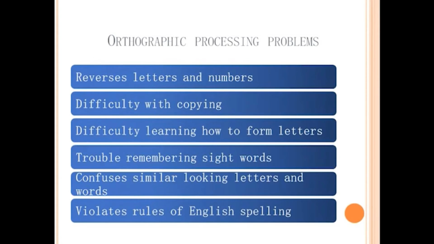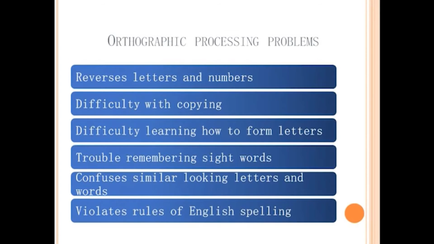There's difficulty learning how to form new letters because the student is likely to be delayed in having a mental model of the letters, which can guide his writing. The student will have trouble remembering sight words. Just as the phonological deficit causes confusion with similar sounding letters, so the orthographic deficit causes confusion in identifying similar looking letters and words.